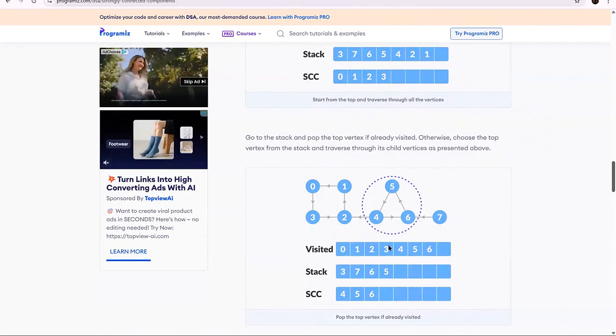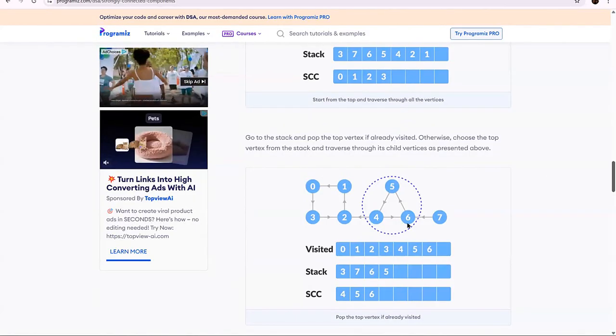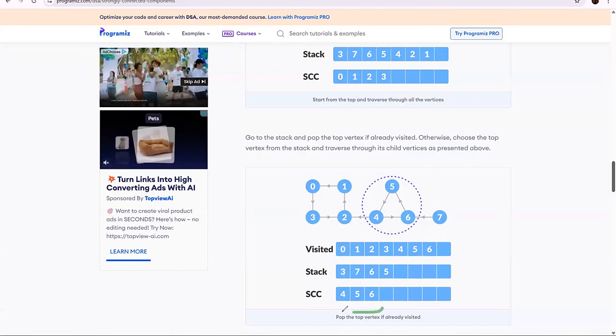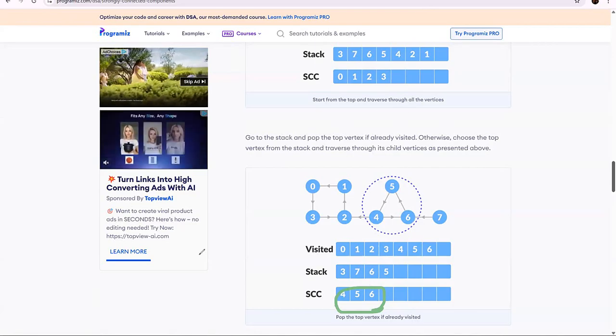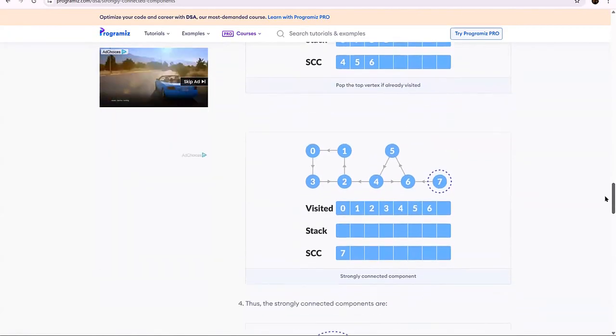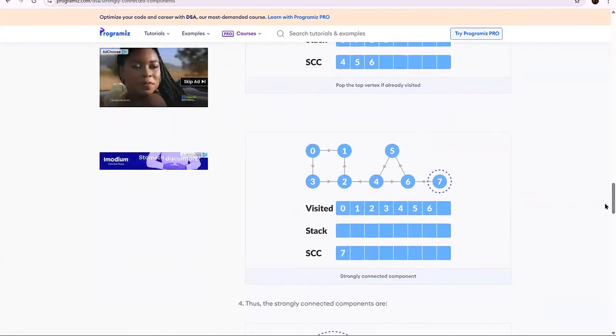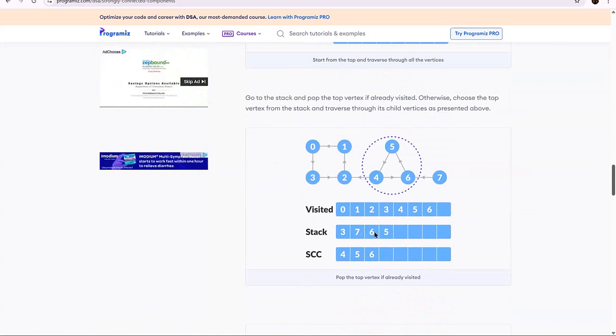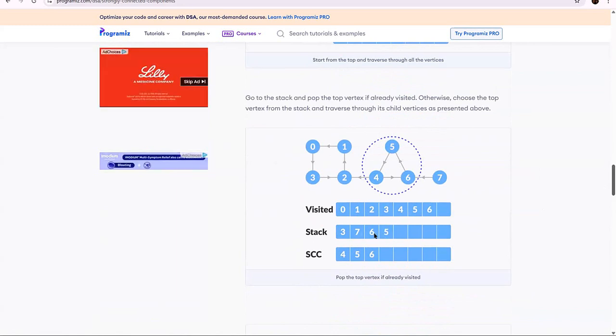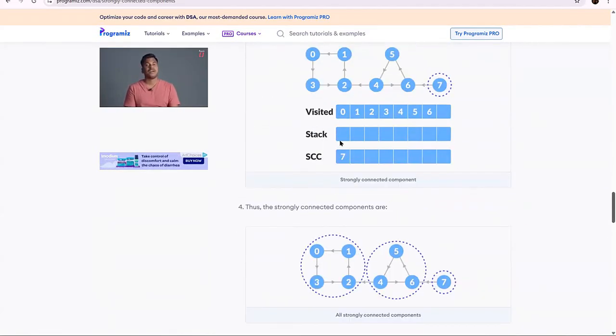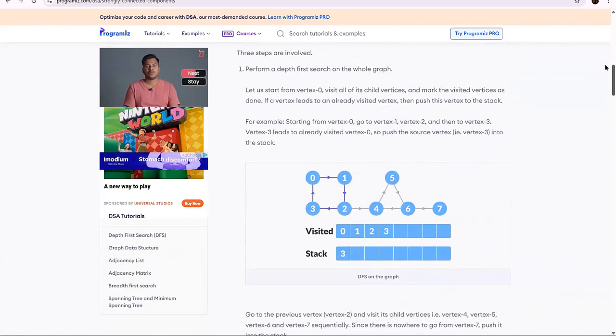And then you pop out your bool, and then you will find your strongly connected component is 4, 5, 6. That's the second group that you have. And the last one, you pop 4, 5 out, and then you pop out your 7. And then for 7, you can only find one strongly connected component, that's actually 7.